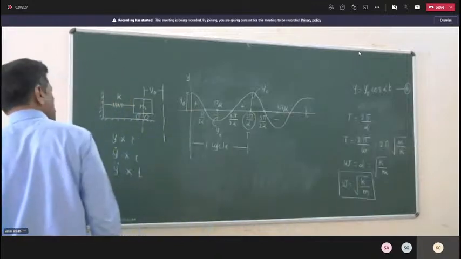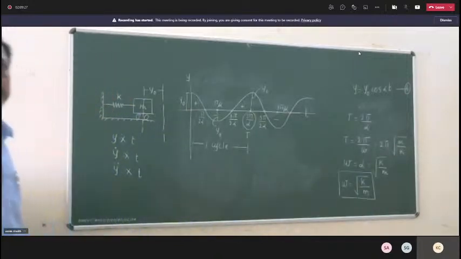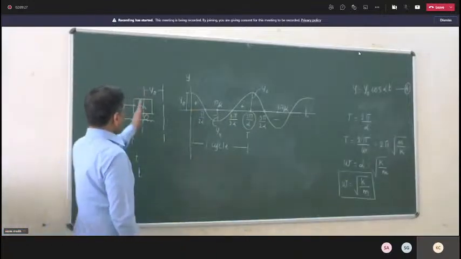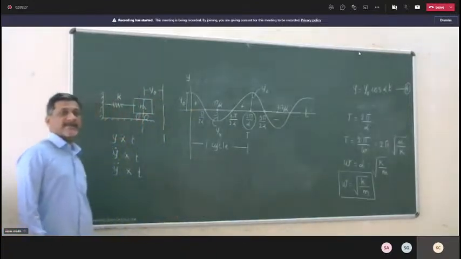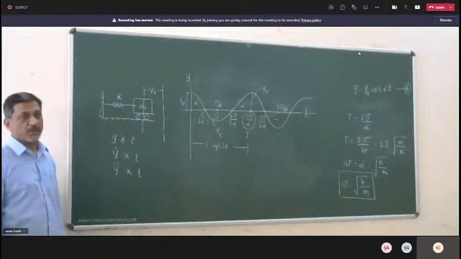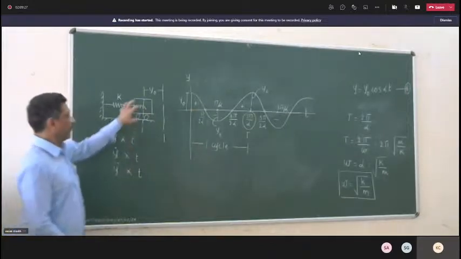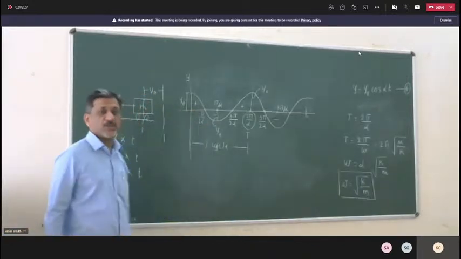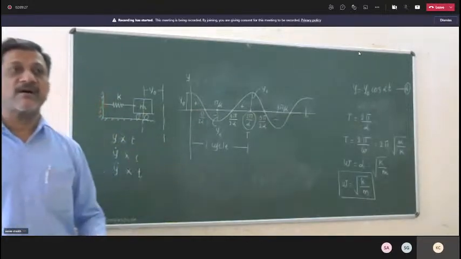Well, what else is asked in this question? But before that, what is the initial velocity in this problem? Zero. You have pulled the mass, you have kept it at rest, and now you are releasing. Initial velocity is zero. Can you show me in this graph?